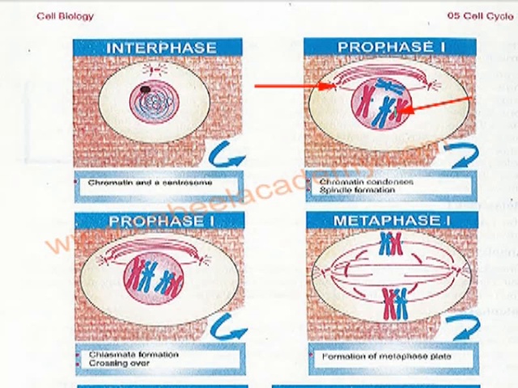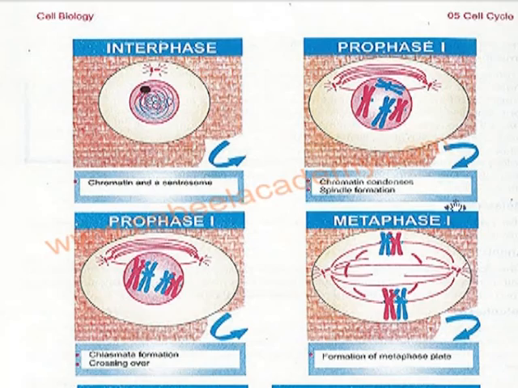Here this will be clear for you. This is the chromatin and this is the spindle formation. Now chiasmata formation, as we have already studied in prophase 1, the chiasmata formation is seen. Then the metaphase plate is there in metaphase 1. Why do we keep calling it 1? Because prophase 1, metaphase 1, these are all the steps of meiosis 1.